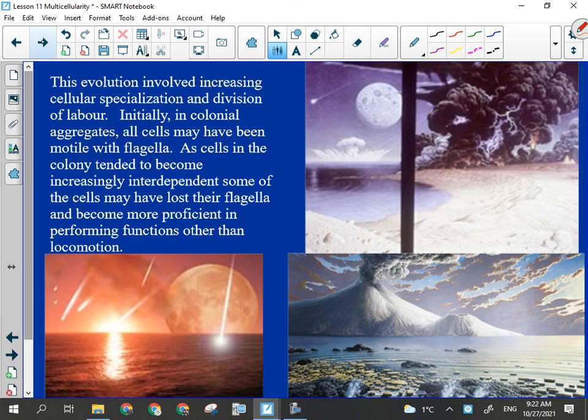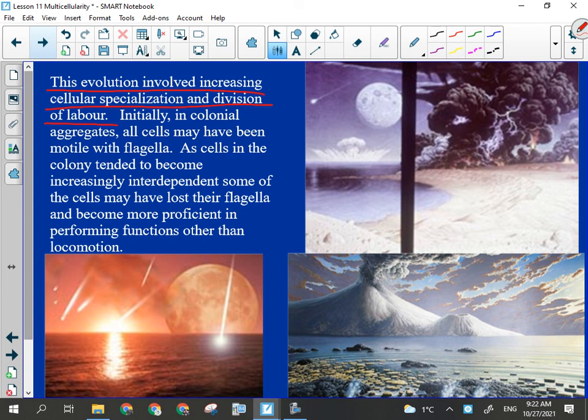Okay, so the evolution to multicellularity involved increasing cellular specialization and division of labor. Okay, so initially we had the colonial aggregates, like that thing I showed you on the last slide. Okay, but obviously then there were going to be other organisms where instead of having five identical cells, they would have five cells, each which were different and doing a certain job, and that would have been more efficient.